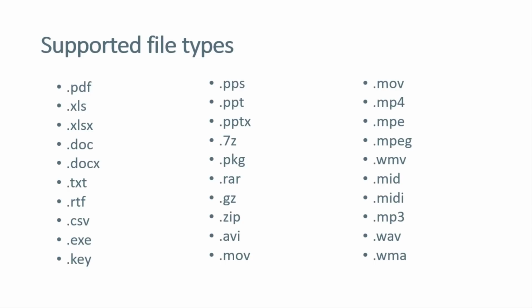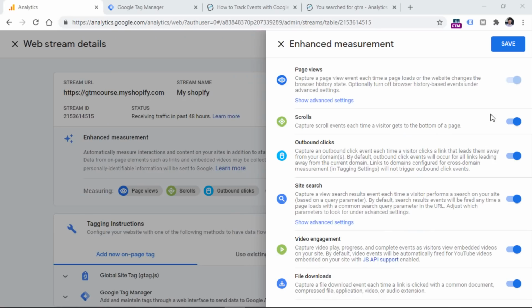Here are the file formats that are currently supported by the file download feature in Enhanced Measurement. I don't know, maybe in the future this list will be extended, but right now these file extensions are automatically tracked. So if you are interested in tracking some additional file extensions, then you will need to manually configure that with Google Tag Manager.